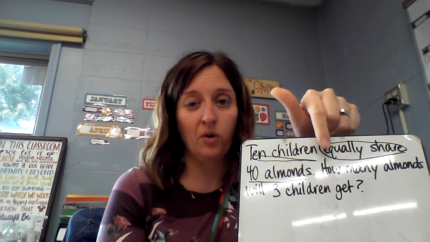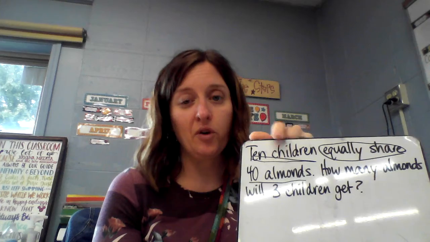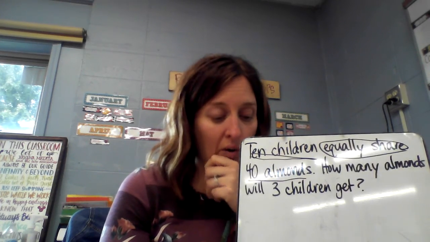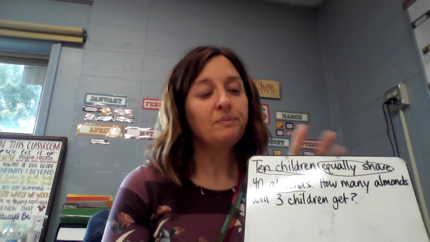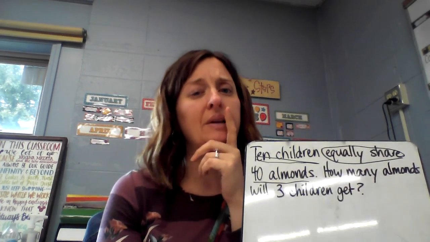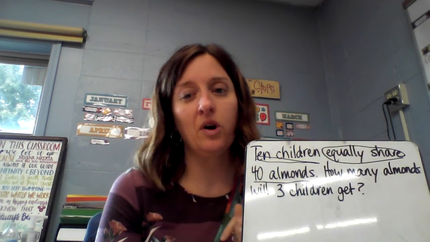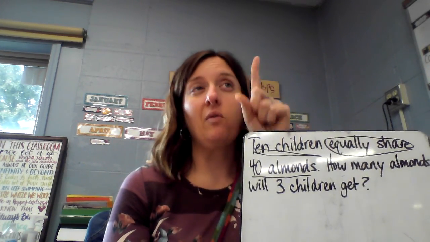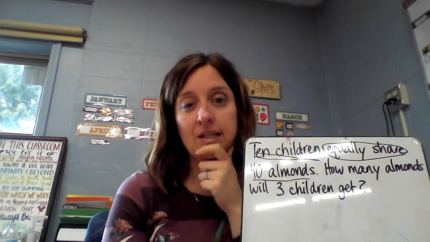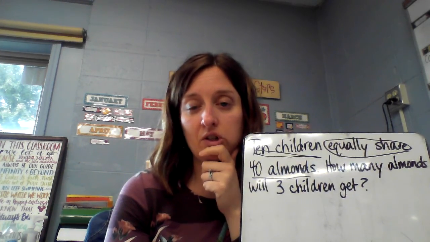So I know my total. I know my number of groups. I just don't know how much each of them are getting, do I? I don't know the size of my groups. And I'm pretty sure I'm going to need that information in order to answer the question of how many almonds will 3 kids get. So I asked myself, what do I know? And then what do I need to know to answer the question?